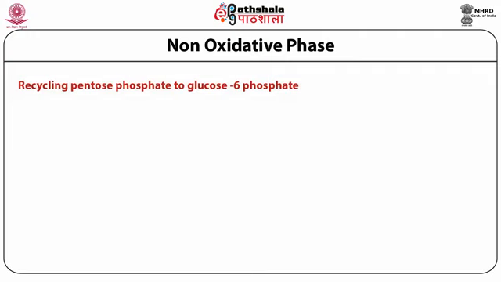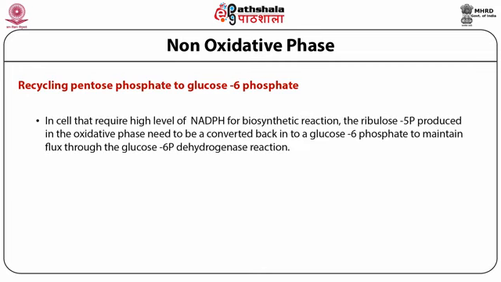Non-oxidative phase of the pentose phosphate pathway. It starts with recycling pentose phosphate to glucose 6-phosphate. In cells that require high levels of NADPH for biosynthetic reactions, the ribulose 5-phosphate produced in the oxidative phase needs to be converted back into glucose 6-phosphate to maintain flux through the glucose 6-phosphate dehydrogenase reaction.